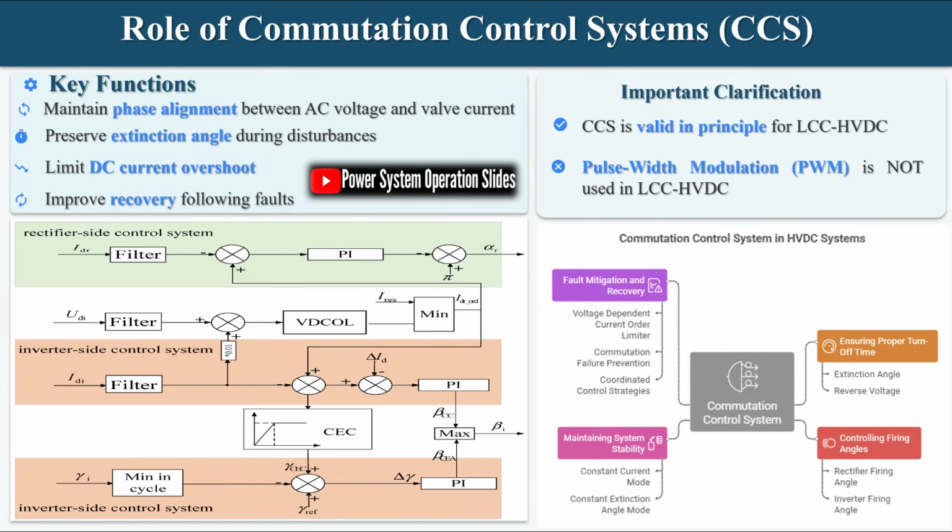Commutation failure mitigation in LCC HVDC systems. Commutation failure in line-commutated converter high-voltage direct current, LCC HVDC, systems represents a critical operational challenge that can lead to power interruptions and equipment damage.